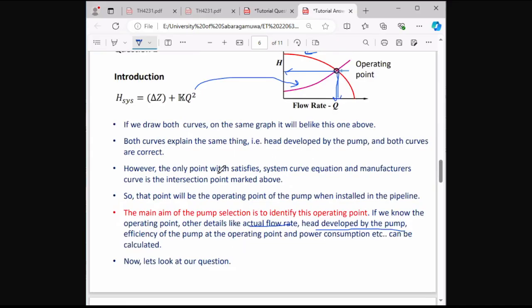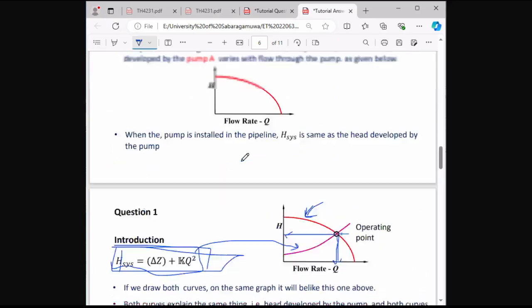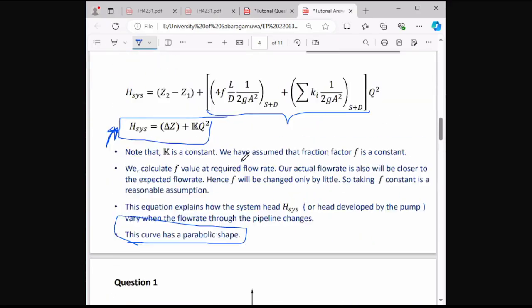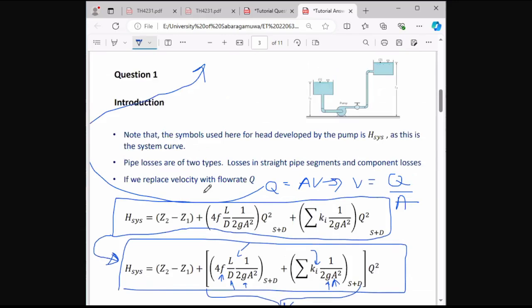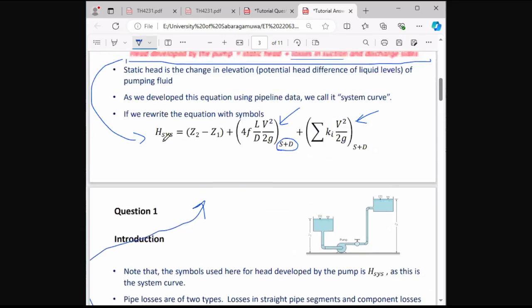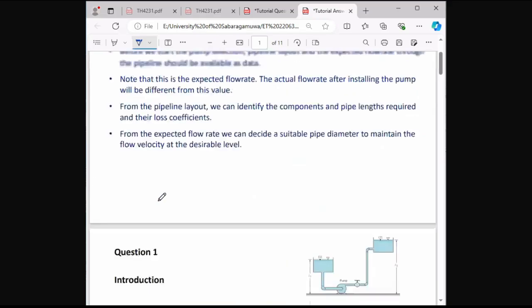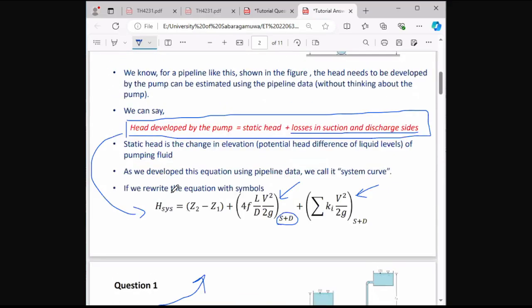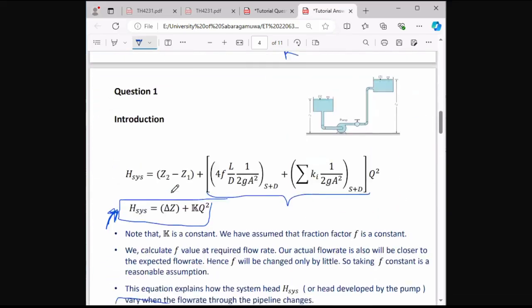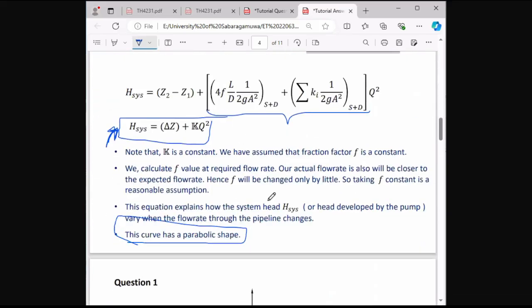This is the equation we need to derive. You can use this equation to derive this one, the total system head equation. I will share this answer.